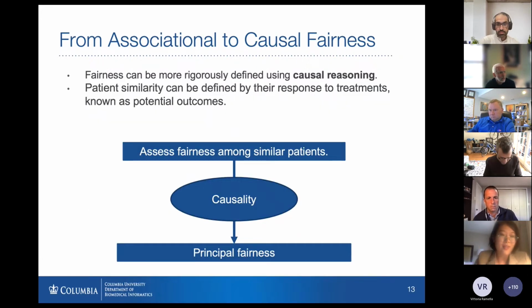So in the next few slides, I want to convince you that fairness can be more rigorously defined using causal reasoning, and researchers are now coming together to agree that causality is very important in defining fairness. Maybe a better way to assess fairness is to assess it among patients who are similar, like patients who have similar risk of cardiovascular disease. Causality can be helpful in defining patient similarity. I'm going to show you such a fairness notion based on causality to assess fairness among similar patients.